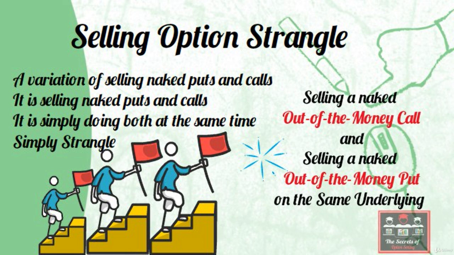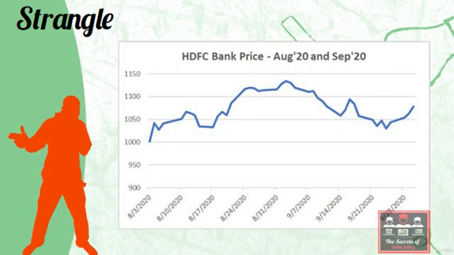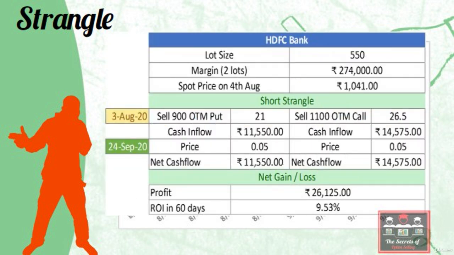Let us understand the strategy through an example. Based on the HDFC Bank price graph, let's create a short strangle. On 3rd August, HDFC stock was at 1041 rupees. In order to create a short strangle, we can sell the 900 OTM put, September expiry, at a premium of 21 rupees and would have collected 11,550 rupees. At the same time, we sold the 1100 call, September expiry, at a premium of 26 rupees and 50 paisa and collected 14,575 rupees. On 24 September, we quit both the positions and make a profit of 26,125 rupees.